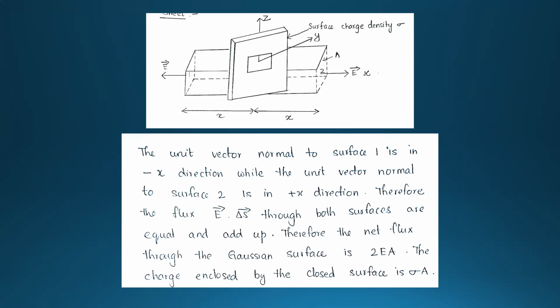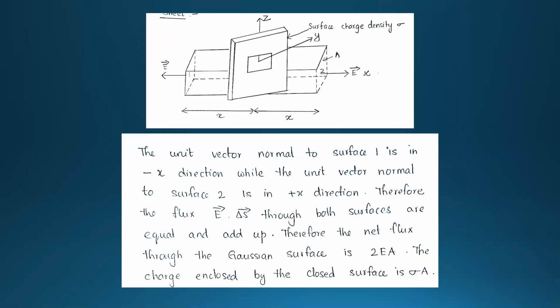Similarly, if you take surface 2, here also the normal to surface 2 is outwards, that is from left to right, and the electric field is also in the same direction. Therefore, the angle between the normal and the electric field is also 0. Therefore, cos 0 is equal to 1. Therefore, surface 2 also contributes to the electric flux.